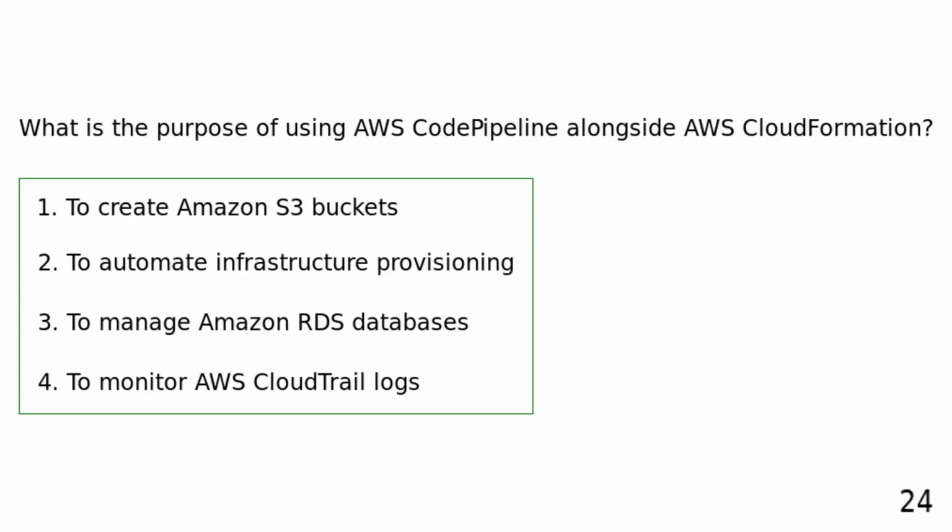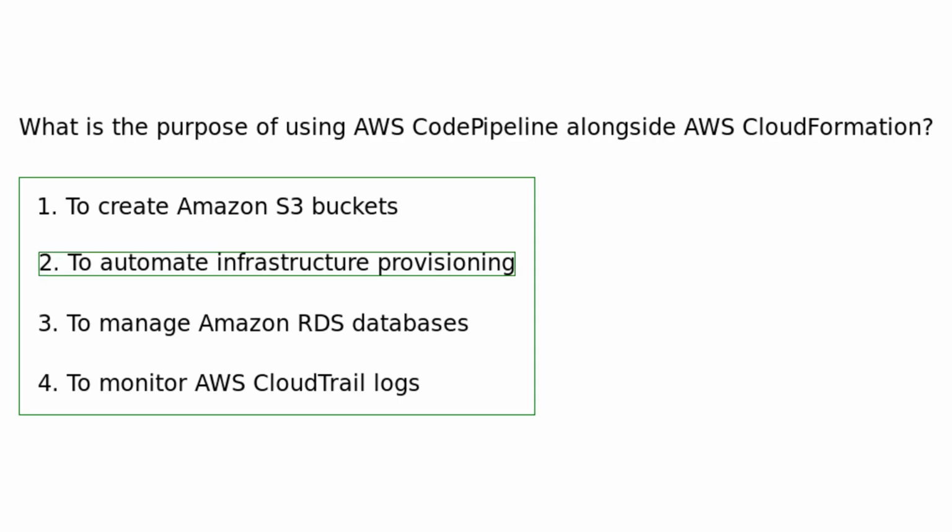What is the purpose of using AWS CodePipeline alongside AWS CloudFormation? To create Amazon S3 buckets. To automate infrastructure provisioning. To manage Amazon RDS databases. To monitor AWS CloudTrail logs. AWS CodePipeline integrates with AWS CloudFormation to automate the provisioning of AWS infrastructure resources defined in CloudFormation templates.